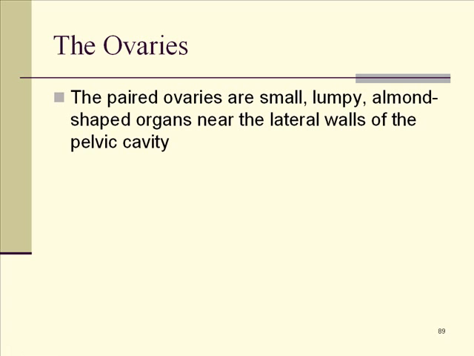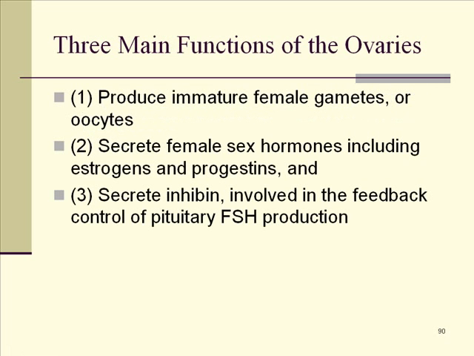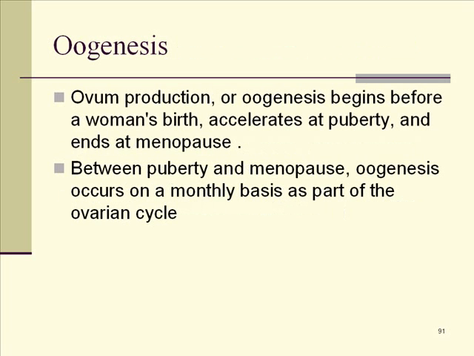Paired ovaries are small, lumpy, almond-shaped organs in the lateral wall of the pelvic cavity. Main functions of the ovaries: produce immature female gametes or oocytes, and secrete female sex hormones including estrogen and progesterone. They secrete inhibin. And the feedback mechanism that I talked about earlier for the males, you also see inhibin, which will produce a feedback mechanism to control pituitary secretion of follicle-stimulating hormone.